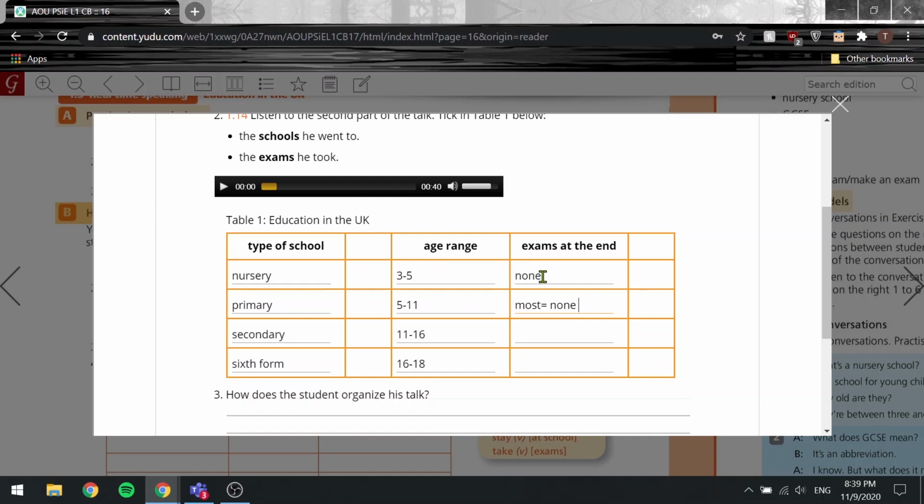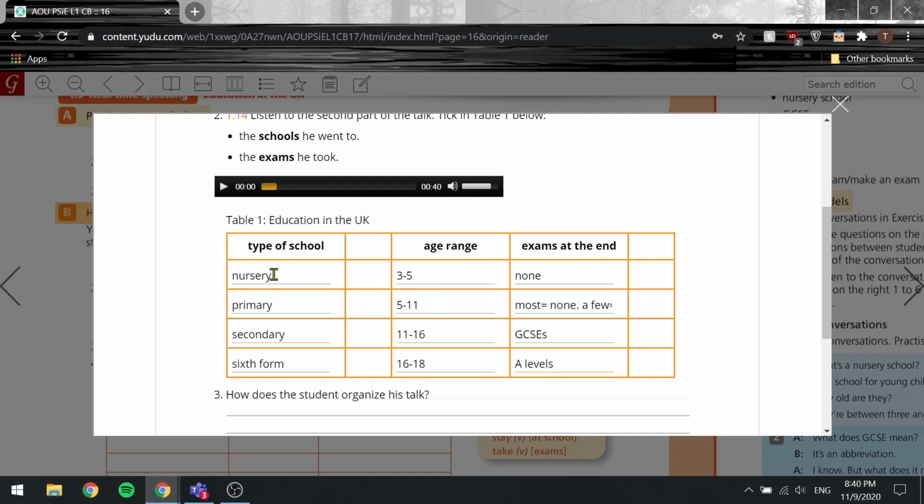But for a few of them, like a few different schools, we'll say for a few, and then I'll say maybe something like 11 plus. Okay? And for secondary, at the age of 16, students take exams called the GCSEs. Okay, and we'll go over these later on in the section. Sixth form, if students wish to keep going, they take exams called A-levels.